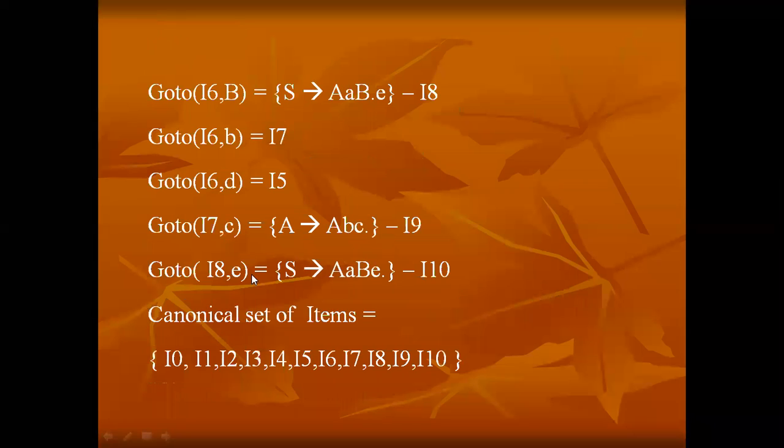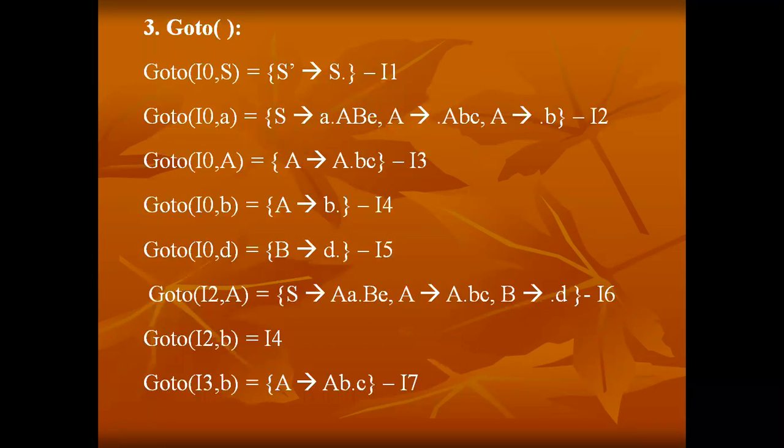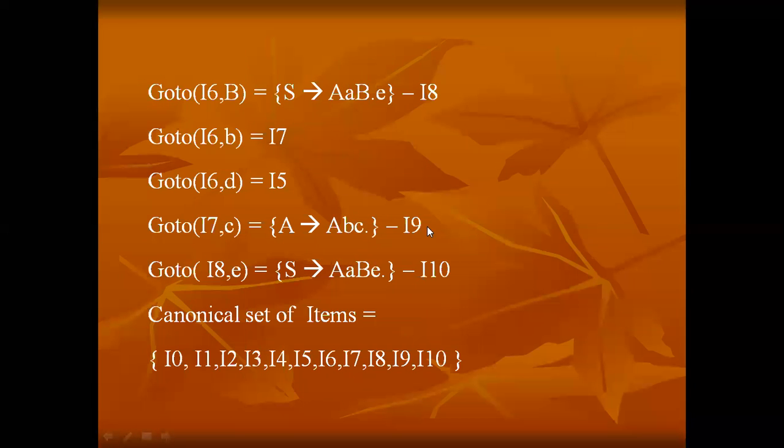And see here, S tends to AABE dot. In item number 10, the processing of the dot, the rule was processed just by calling the go to function, right? That means for rule 1, rule 2, the processing is completed. And what is rule 3? A tends to dot ABC. See here, in I9, A tends to ABC dot. That means this rule was also completed.